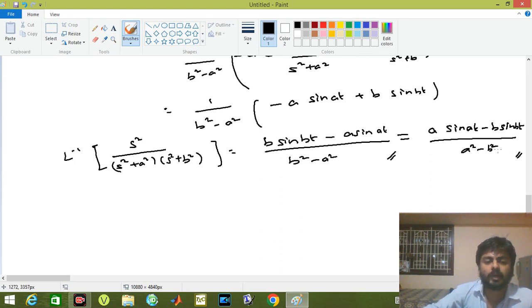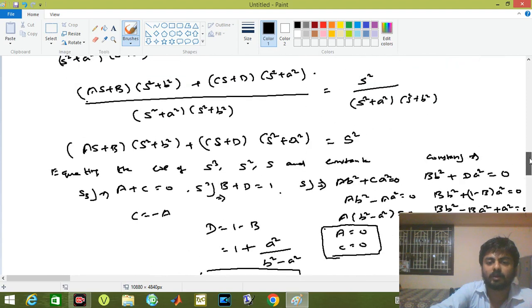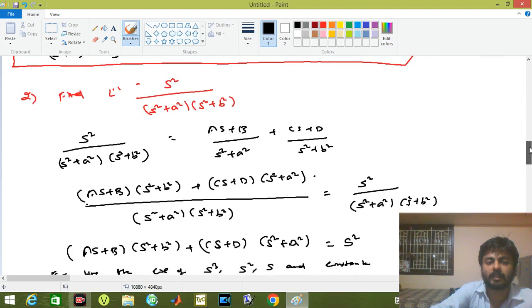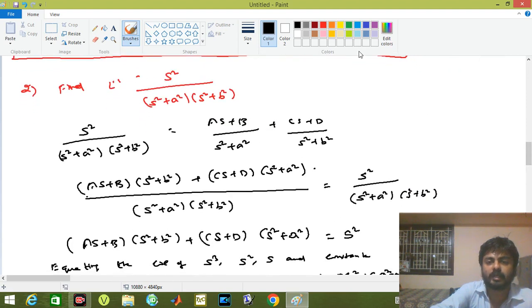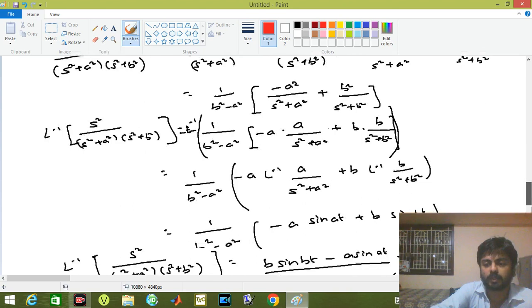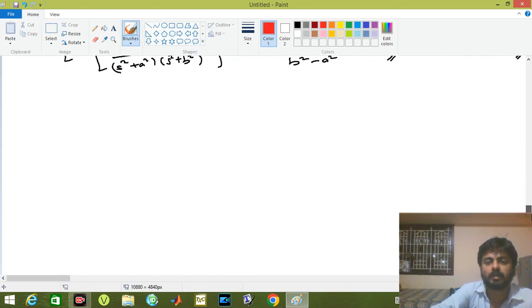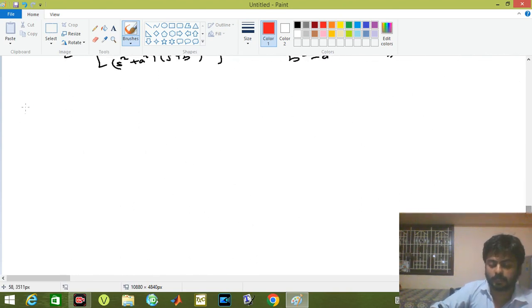Okay, now we are going for another method, another way. See, we are going to solve the problem by another way. So take down the problem once again: a square divided by a square plus a square into a square plus b square. So by another method we are going to solve. So L inverse of our second problem.